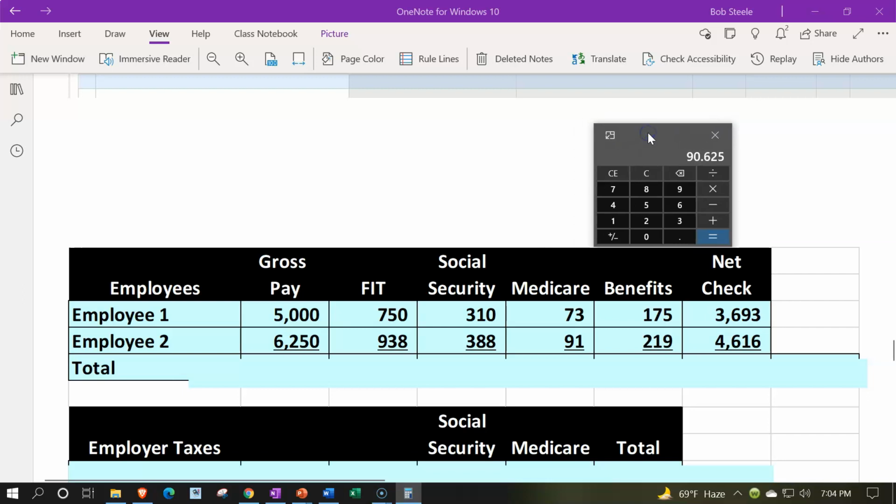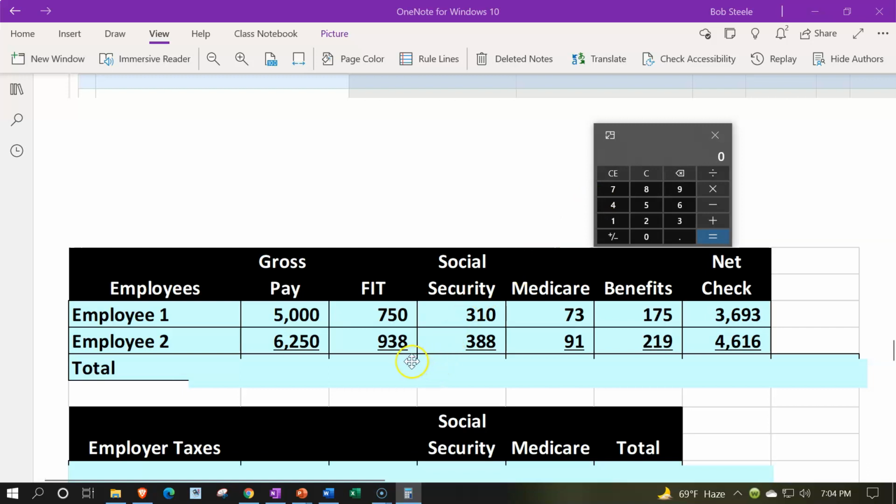Benefits would be based on our agreement that we made on a voluntary basis as opposed to a compelled basis with the taxes. Then we've got the 6,250 minus the FIT 938 minus the Social Security 388 minus the Medicare 91 minus the benefits 219 gives us the net check that they would actually receive, about 4,616. There's a rounding error, I think, going on here. But in any case, about 4,616.